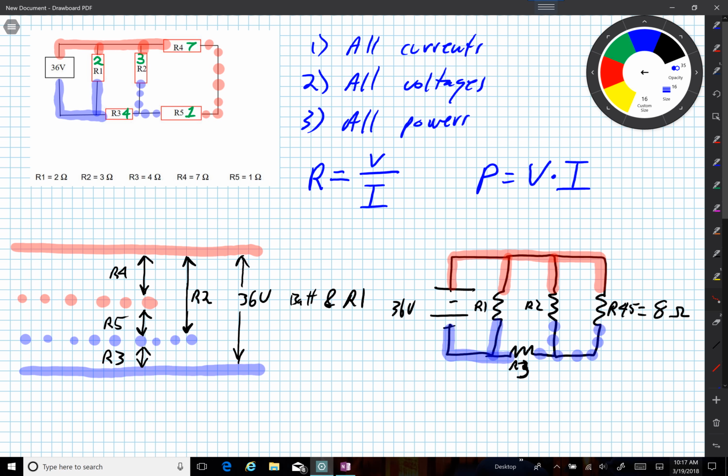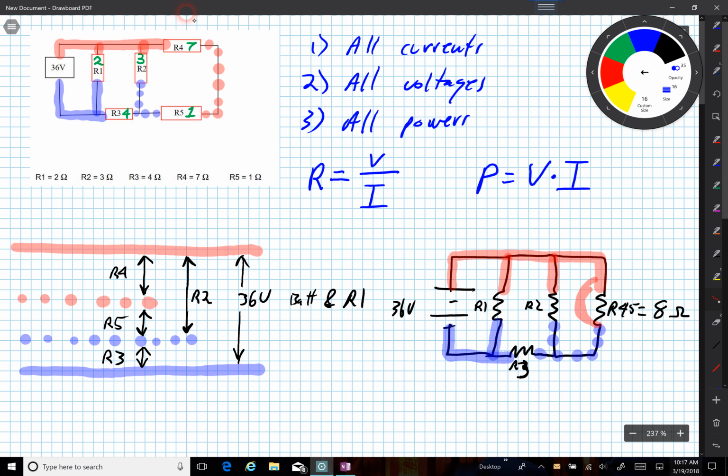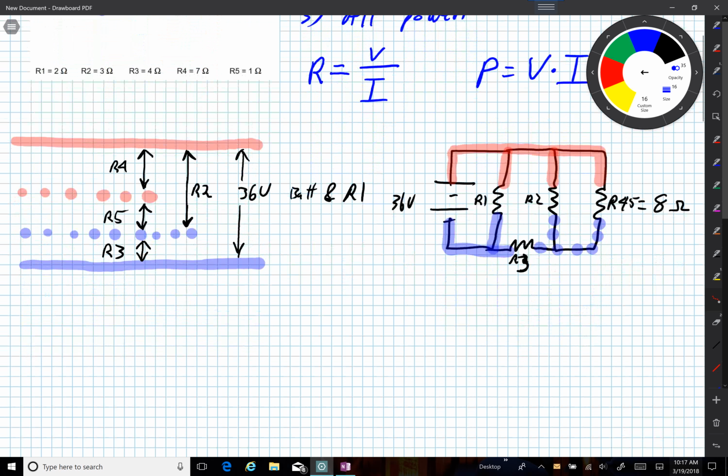Okay, so now I can see that R45 has solid red dash blue across it, and R2 has solid red dash blue across it. So those two are in parallel, and so I can combine those.